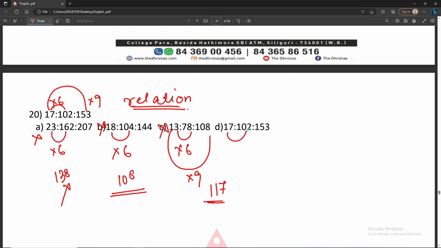So you can see 17 times 6 is 102 and 17 times 9... Oh, okay. So the question is a little bit defective. The same question and the answer is the same. Okay, hope you got it. What's the relation between this? The first number is multiplied by 6 and also the first number is multiplied by 9 to get both the answers. Okay.